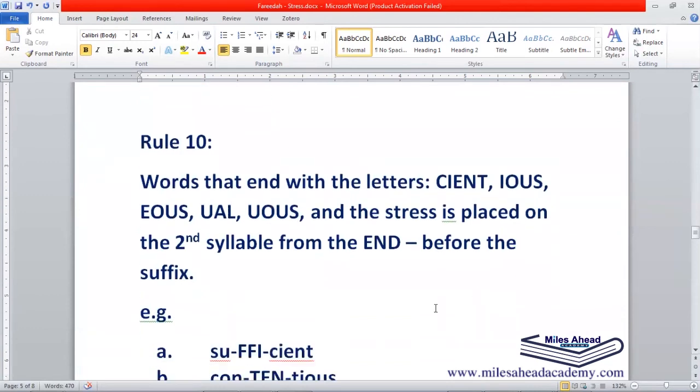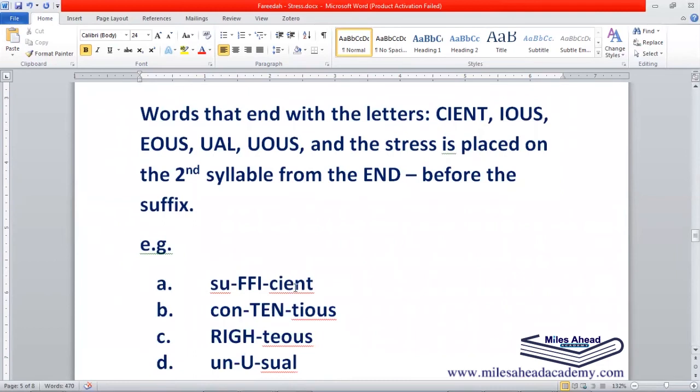Rule 10. Words that end with the letters CIENT, IOUS, EOUS, UAL, UOUS. The stress is placed on the second syllable from the end. Okay? For example, sufficient, contentious. It's still pronounced righteous. So here the rule applies, the second syllable from the end. The reason why these ones will not be stressed is simply because they have schwa.